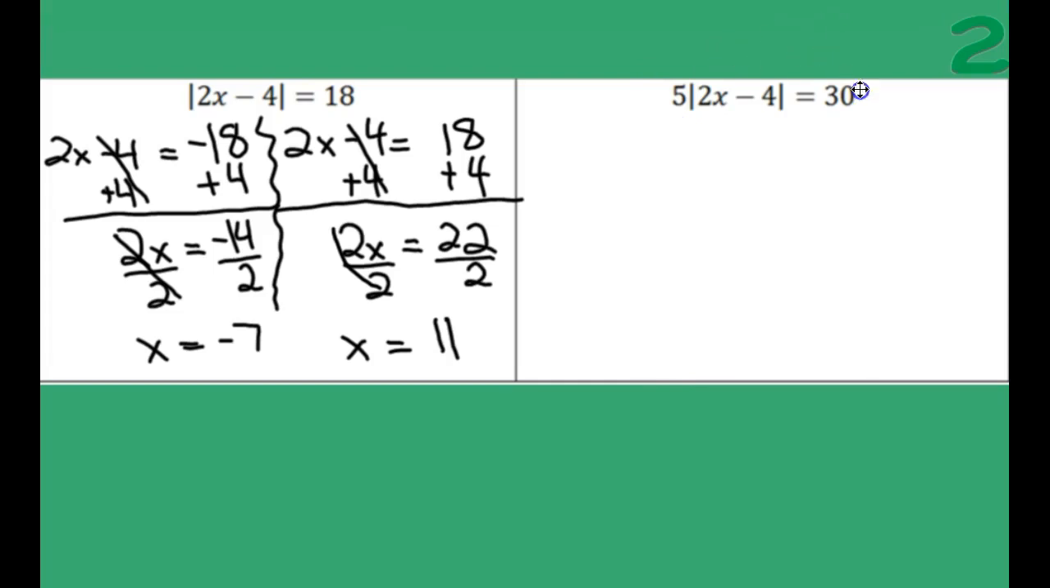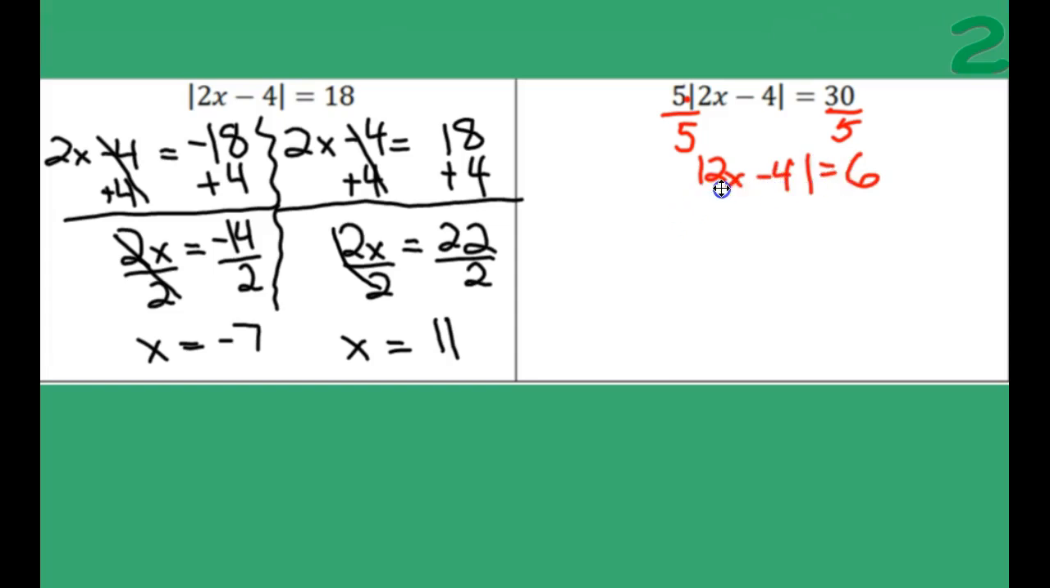Here, if we think of this whole problem as our bathroom, we have a shower. We also have somebody in the bathroom that we can't have in there before we take a shower. So we need to get rid of this 5. Now this 5 is touching our absolute value, so when they're touching, that means multiply. The opposite of multiply is divide, so we need to divide by 5. So we get the absolute value of 2x minus 4 equals 6.